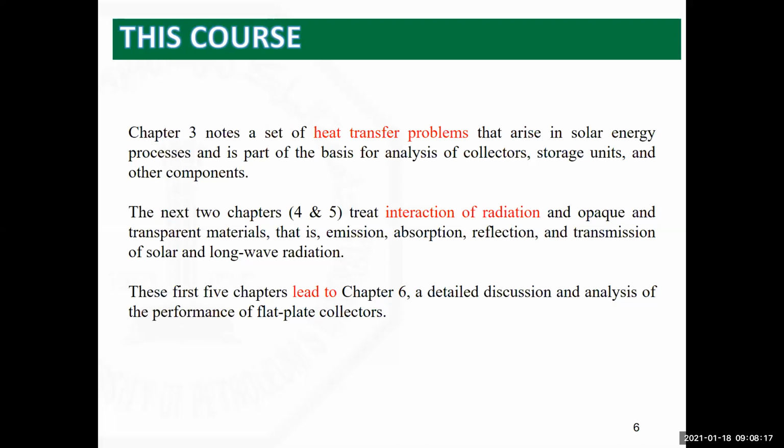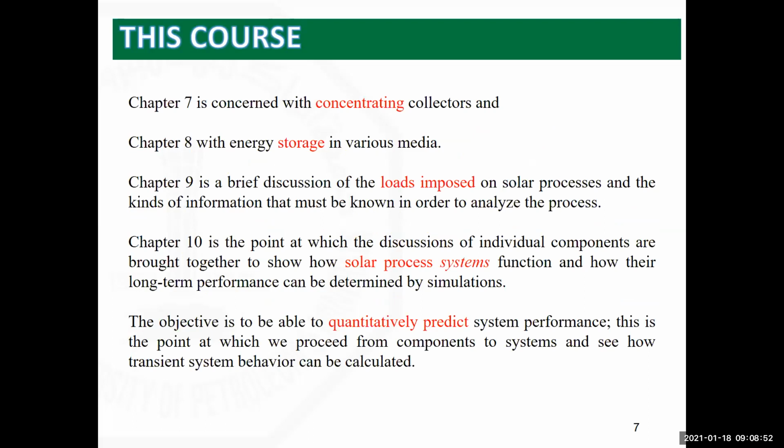When you are designing a solar collector, the top of the solar collector is made of glass, but the receiving part of the solar collector is made of metals, which are opaque. So the issue here is how the energy of radiation coming from the sun is received and transmitted through the glass and how it is received and absorbed by the opaque material. So these 5 chapters are leading to chapter 6, which has a detailed discussion and analysis of the performance of flat plate collectors.